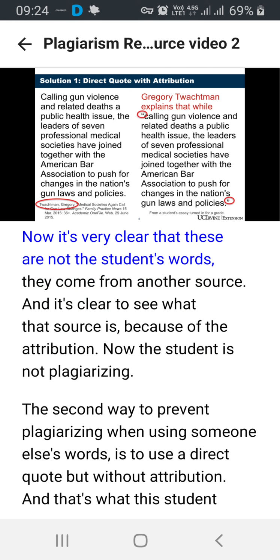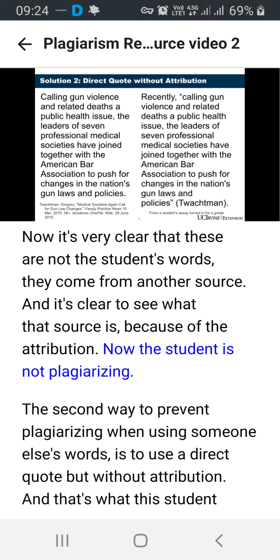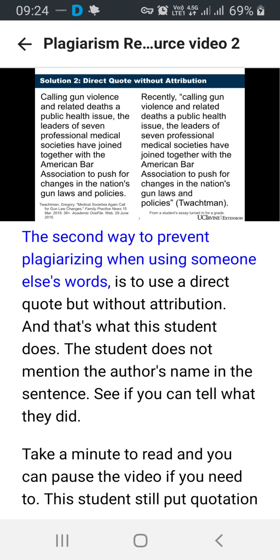Now it's very clear that these are not the student's words. They come from another source, and it's clear to see what that source is because of the attribution. Now the student is not plagiarizing. The second way to prevent plagiarizing when using someone else's words is to use a direct quote, but without attribution. And that's what this student does.